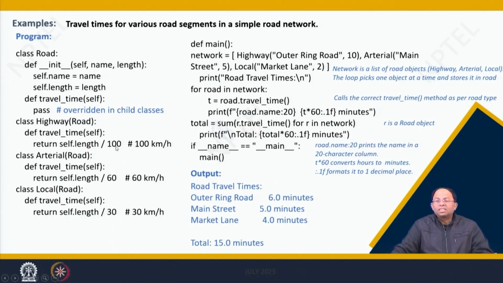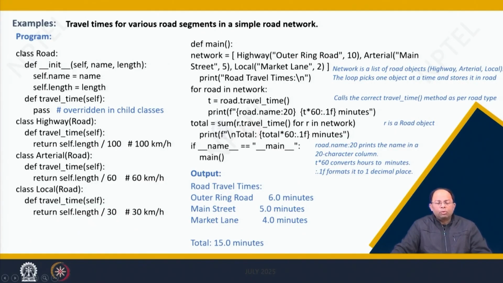So this 100 is the speed of vehicles traveling on highways: 100 km per hour. In arterial it is 60 km per hour, and on a local road the standard speed limit is 30 km per hour. So obviously the total travel time would be more on a local road compared to a highway, right? But again, this is the same polymorphism, similar to the previous example.